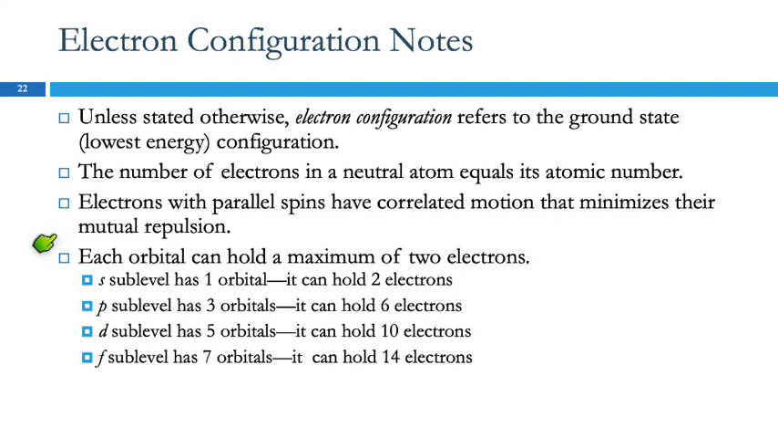This is what we were talking about earlier, how electrons with parallel spins, no, actually this is a little bit different. Electrons with parallel spins have a correlated motion that minimizes their mutual repulsion. So that's why they fill the separate orbitals with parallel spins instead of opposite spins. And again, each orbital can hold a maximum of 2 electrons.